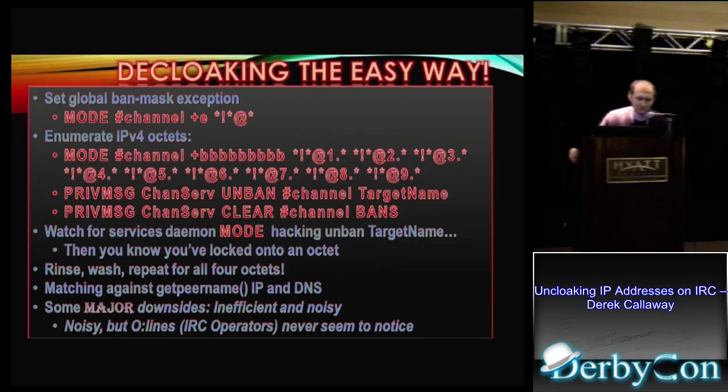So what you do is you create a hideout channel and you set +e, which is exception, so you don't get banned. And then you basically enumerate each of the octets. Right here, you can see it enumerating the first octet. And then when it unbans the target, you'll be able to tell which one of these ban masks matches the user.